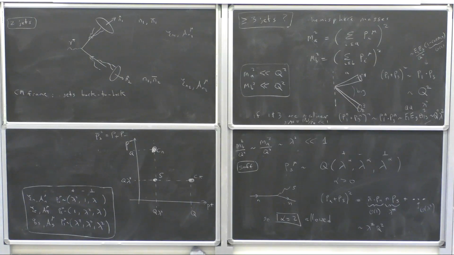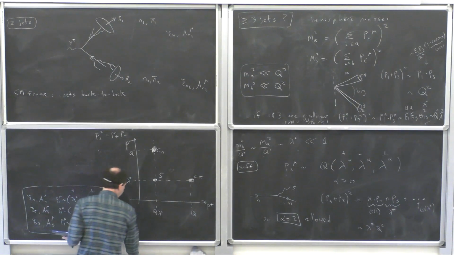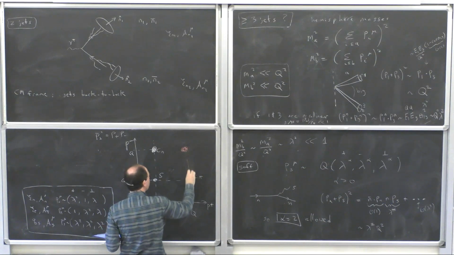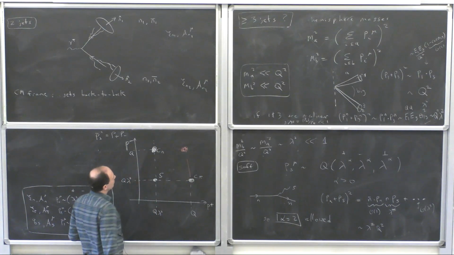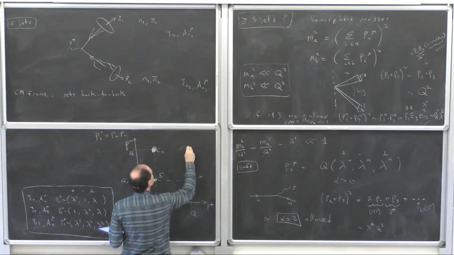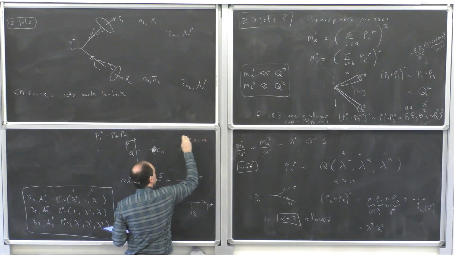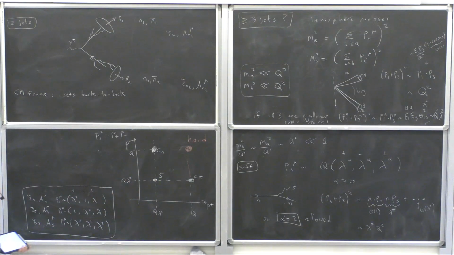Okay, so this is an example of soft collinear effective theory. If you ask what am I integrating out, well, there's something out here where both components would be big. And this would be hard. So that's what's being integrated out of the theory, and I'm only keeping the infrared degrees of freedom.